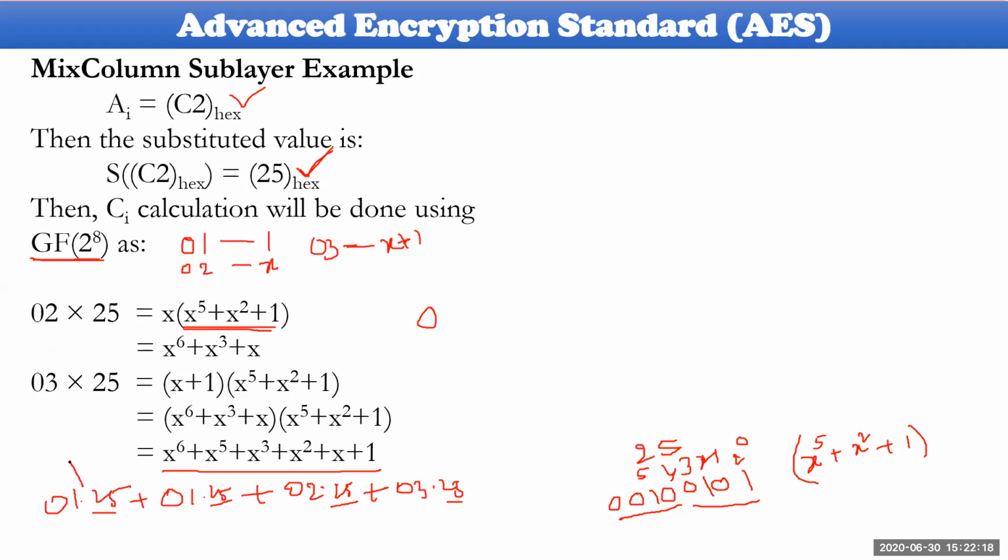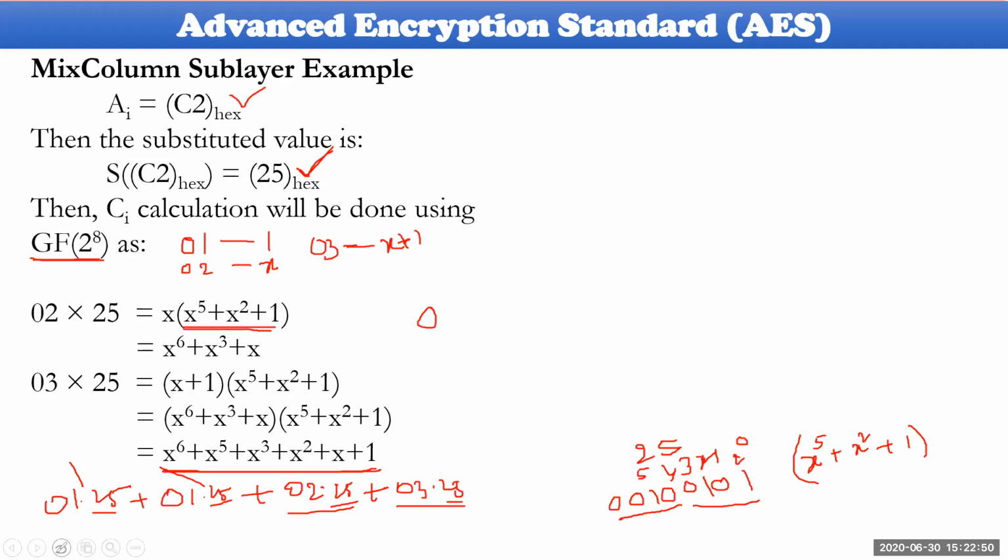1 into 25, 1 only. 25 in the sense of polynomial multiplication. 1 into 25 in the sense x power 5 plus x square plus 1, into 1, will be x power 5 plus x square plus 1 only. Again, 2 into 25 in the sense x into x power 5 plus x square plus 1 will be x power 6 plus x cube plus x. And then 3 into 25, that is x plus 1 into x power 5 plus x square plus 1, will be this much. These are the values.